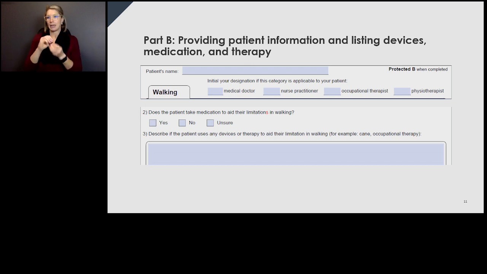Questions 2 and 3 ask about medication, devices, and therapy. To be eligible, your patient's impairment must be present even with the appropriate use of devices, medication, and therapy. In this case, the patient takes medication and uses a cane to walk.